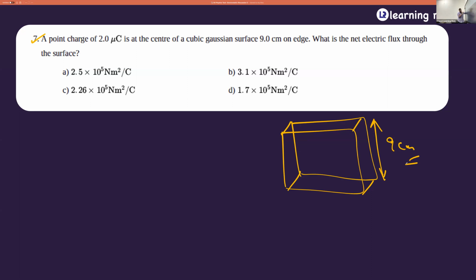So what is the formula for net flux? 2 into 10 power minus 6 divided by epsilon naught, which is 8.85. So how much will be the answer? How much will be the answer?